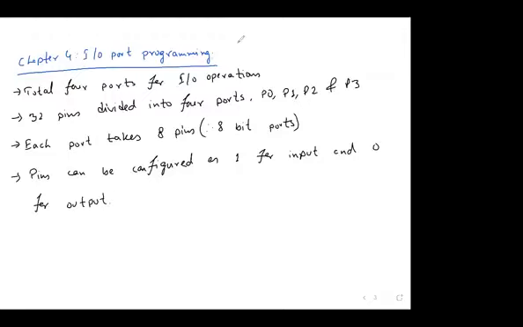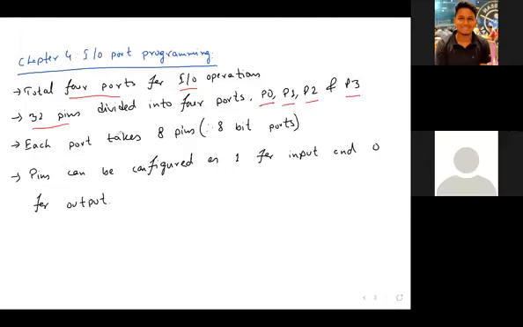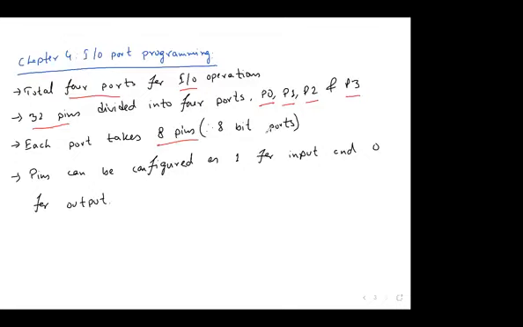All right, so we have a total of 4 ports in our microcontroller, and all these ports are used for input or output operations. We have a total of 32 pins divided into 4 ports. The names of the ports are P0, P1, P2, and P3. In each port there will be 8 pins, which is why they are known as 8-bit ports. The individual pins act like a single bit.